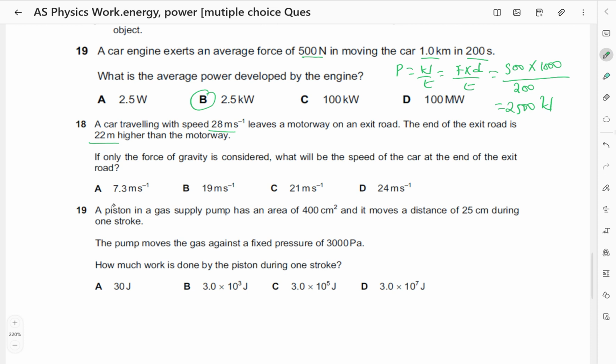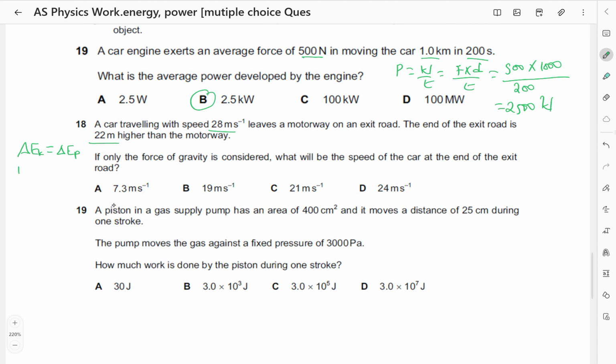Okay. So initially it is moving with the 28 meters per second. Now the change in kinetic energy should be equal to the change in gravitational potential energy. It will be losing kinetic energy, I think, because it's moving to a higher ground. The loss in kinetic energy will be equal to the gain in potential energy.